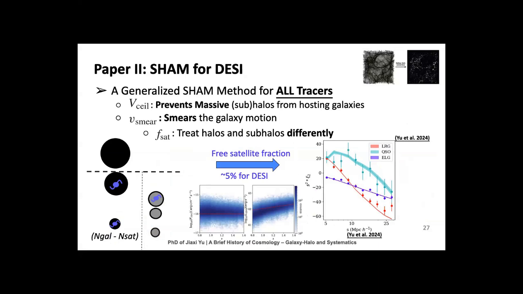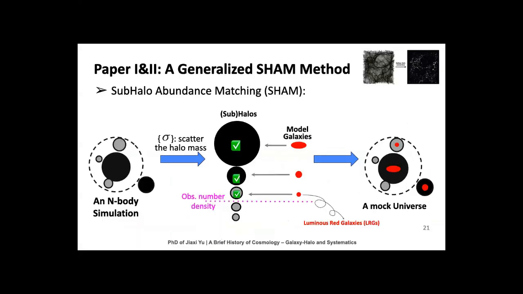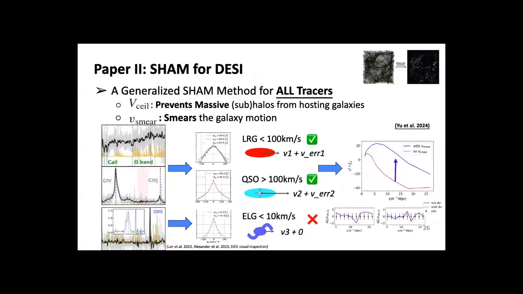In your N-body simulation, you have a main halo, but within that main halo you usually have subhalos, and those subhalos are also hosting galaxies. Usually they're just hosting emission line galaxies, not red galaxies. So when you do this mapping for the emission line galaxy, you have to take this subhalo component into account.